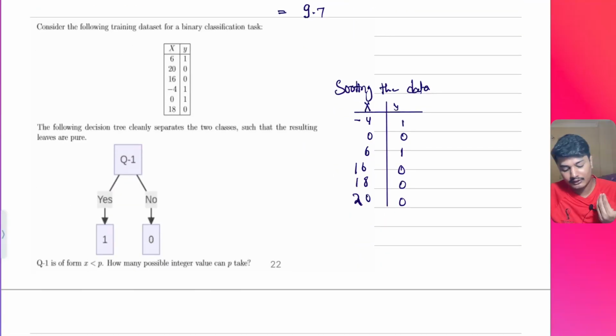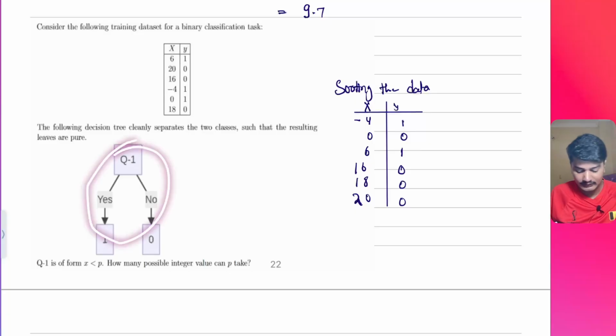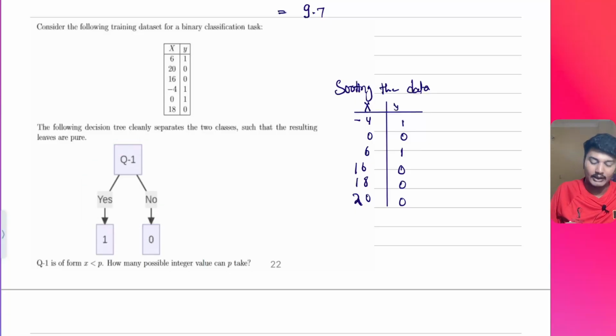Now next is: consider the following dataset for a binary class classification, and this is the dataset we are given. The following tree separates the two classes, 1 and 0. Now question 1 is in the form x less than p, where p is some integer. According to that question, it separates into two classes. It is asking how many possible parameters there are for p.